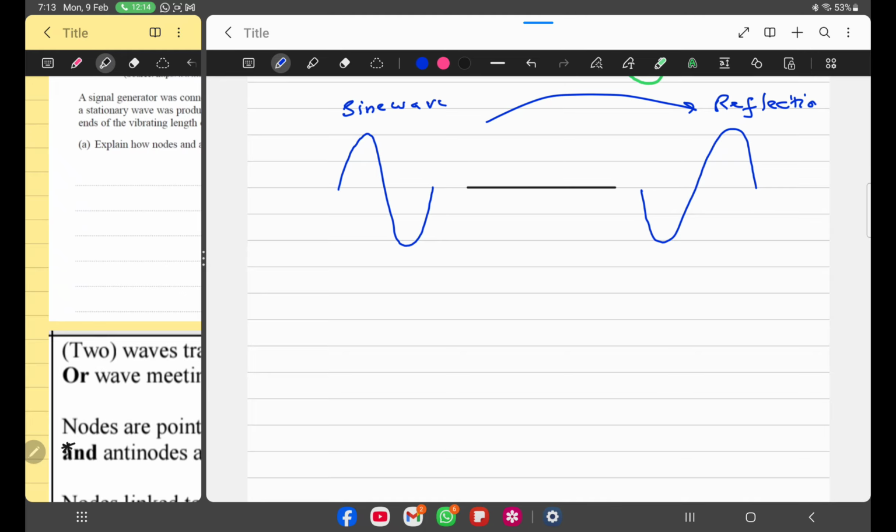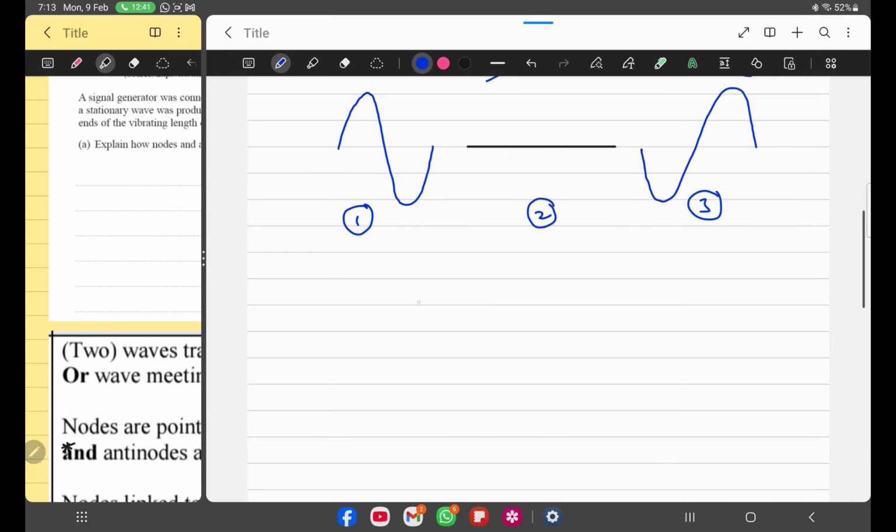And now you imagine, and I will share an animation from YouTube in which all three waves are shown in a very good way. You can understand how standing waves are formed. So if sine wave, straight line, and reflection wave, if these three waves are appearing in front of you, then it will look like this situation.